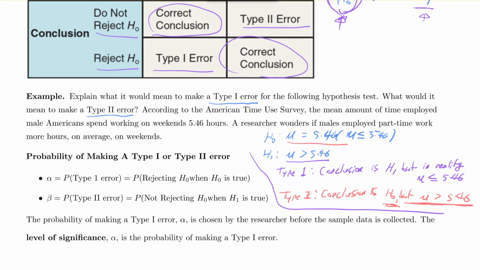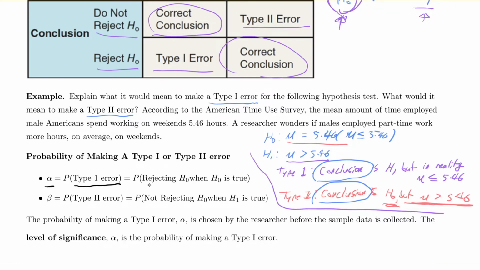Okay, so be careful. The conclusion I'm talking about is the conclusion we make through a calculation, but in reality, it was actually the other way. That's what we call a type 1 or type 2 error. And the probability of making a type 1 error is called alpha.